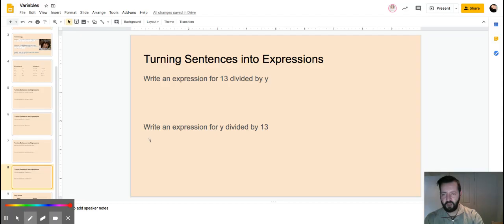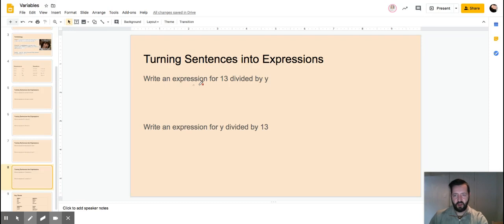Grab my pen here again. This one's saying write an expression for 13 divided by y. So just like subtraction, order does matter for this. If we have 2 chocolate bars and we want to divide that between 10 people, that's a lot different than if we have 10 chocolate bars, which we want to divide between 2 people. So order definitely matters here. So you have to pay attention as you're reading the problem.